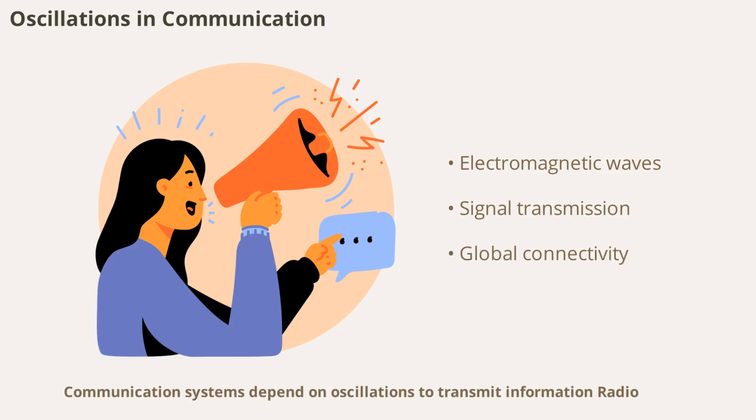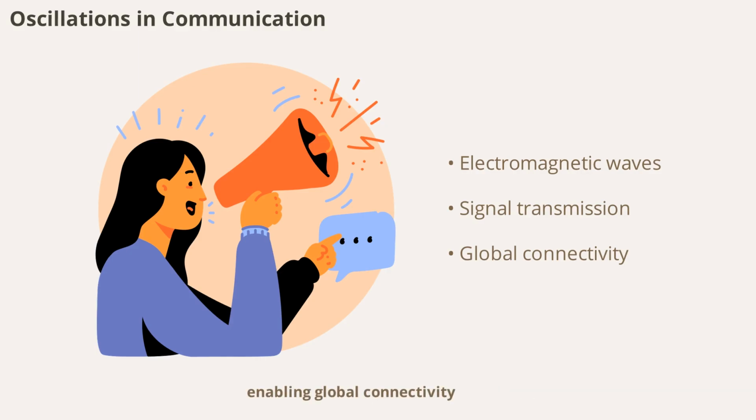Communication systems depend on oscillations to transmit information. Radio, television, and mobile phones use electromagnetic waves, which are generated by oscillating electric currents. By tuning these oscillations, we can send and receive signals across vast distances, enabling global connectivity.